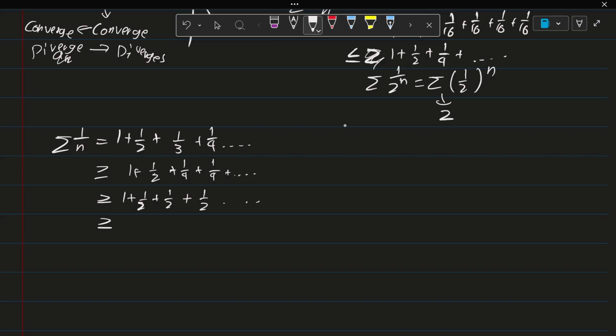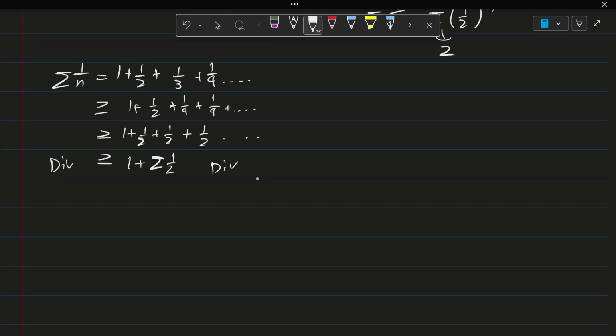So this will correspond to 1 plus the sum of half. And this diverges because obviously if you add the same number again and again, it will diverge. So this diverges, which means anything above it will also diverge. We could also use the same information of, let's say, we know that n is greater than square root of n when n goes to infinity. So this means that 1 over n is smaller than 1 over the square root of n. And so because this thing diverges, we know this thing will also diverge.